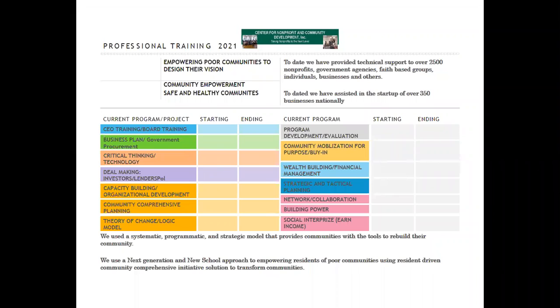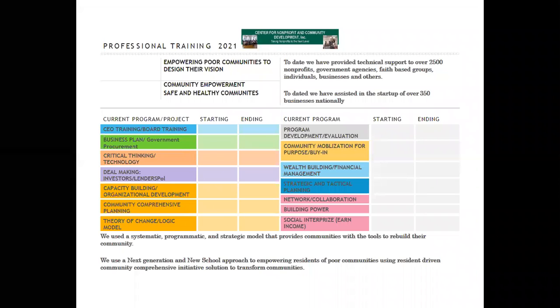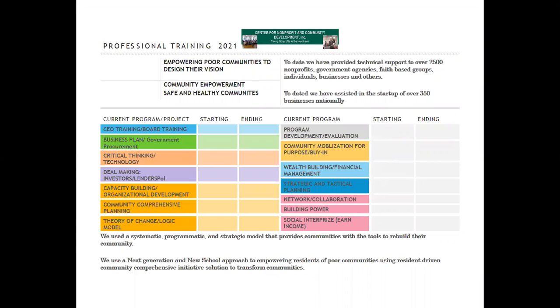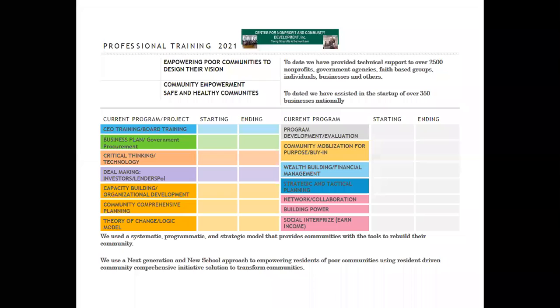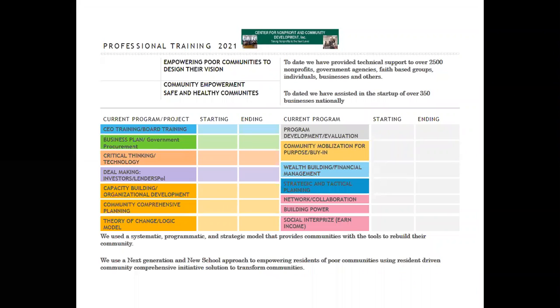The other thing we do is capacity building and organizational development, which is key because a lot of nonprofits fail because they don't have the capacity or the organizational structure to be successful for the long haul. Community comprehensive planning is our approach to how to transform poor, drug-infested communities. This is a holistic, comprehensive, and integrated approach to transforming communities.